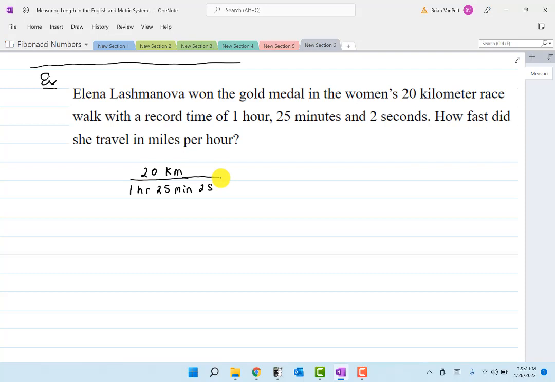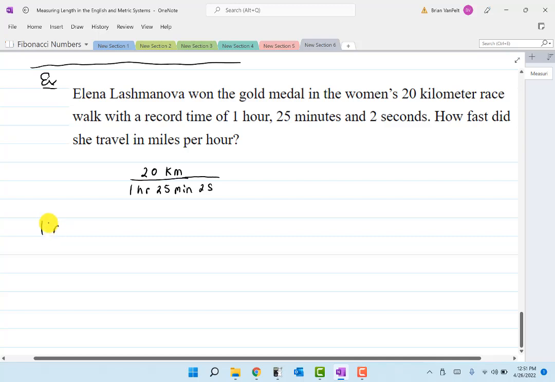So let's start with 1 hour. 1 hour equals 60 minutes. And if you convert that to seconds, then I'll have to do 60 seconds over 1 minute. And you end up with 3,600 seconds in 1 hour. So let me work this again. 20 km, and I converted the hour to seconds, so I have 3,600 seconds. And then the 25 minutes, let me convert that also to seconds.